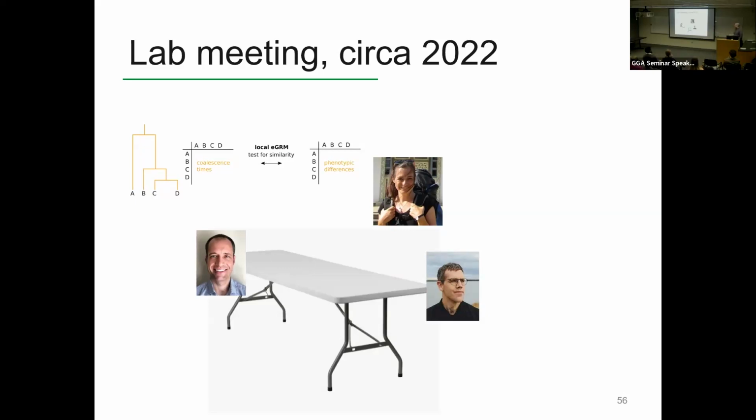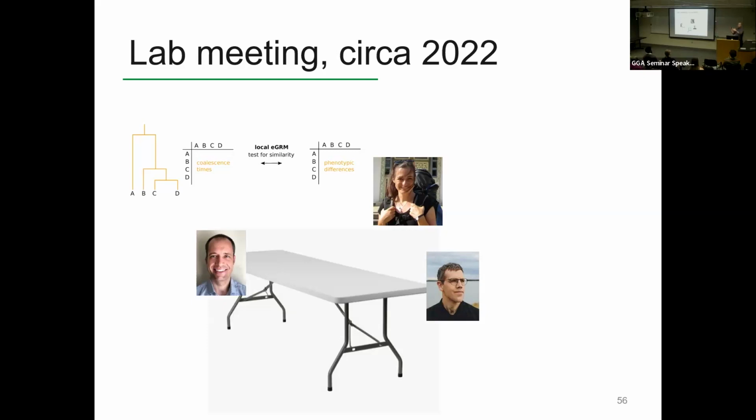There's a table. Vivian's presenting the methods I showed you in the first part of the talk. And Matt's asking a bunch of questions about how this relates to Brownian motion and things like that, which, if you're a phylogenetics person, is immediately where you go with these things. And I think I knew just enough phylogenetics at the time to maybe gesture at answers.